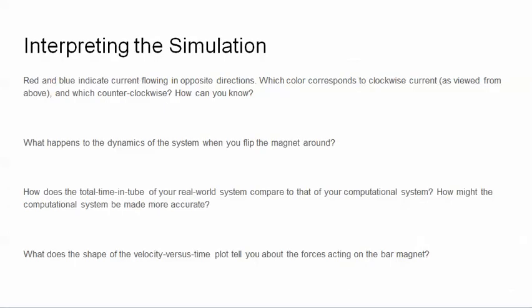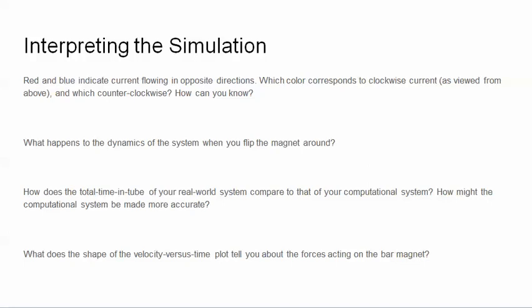Red and blue indicate current flowing in opposite directions. Which color corresponds to clockwise current, as viewed from above, and which counterclockwise? How can you know? Blue is clockwise, red is counterclockwise. We know this because of Lenz's law, that the induced current generates a magnetic field to oppose the magnet. That only happens when it is going counterclockwise.